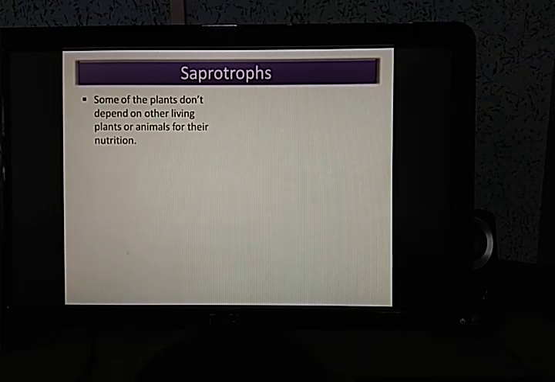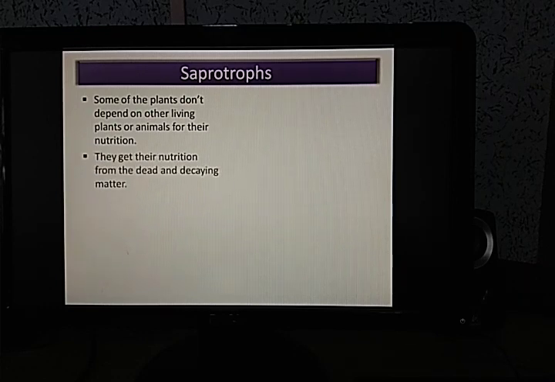So the first point says some of the plants don't depend on other living plants or animals for their nutrition. So carefully note down, the word written is living. So they don't depend on the living things, they depend on the non-living things. No, it is not non-living, we say it is the dead. They get their nutrition from the dead and the decaying matter. Some plants are there which get their nutrition from the dead and the decaying matter.